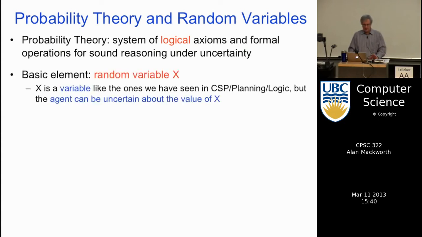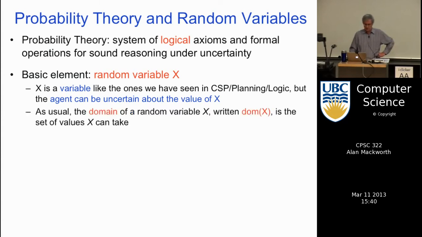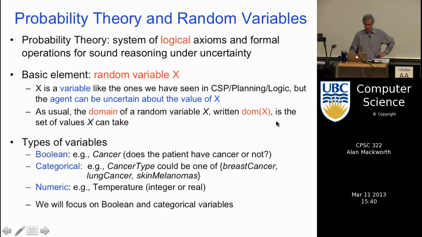But the basic element is this idea of a random variable. And this is the same sort of variable we've already seen in CSPs, planning, and logic. Okay? It has a value. The distinction now is that the agent doesn't know what the value is necessarily. They're uncertain about it. So as usual, we'll have the domain of x. This is a value that x can take. And we'll have various sorts, technical meaning of sort, like things like Boolean, categorical, and numerical.